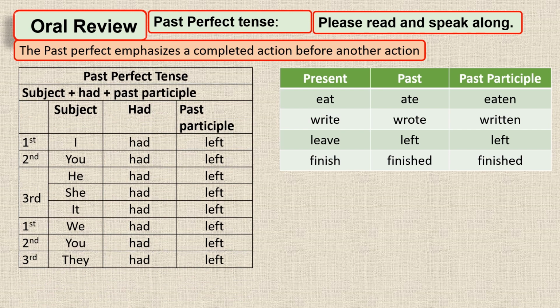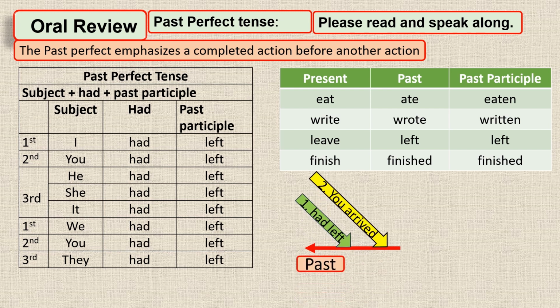And now we have our paradigm with our grammatical structure. Subject plus had for all persons plus past participle. I had left, you had left, he had left, she had left, it had left, we had left, you had left, they had left. Here's our graphic.